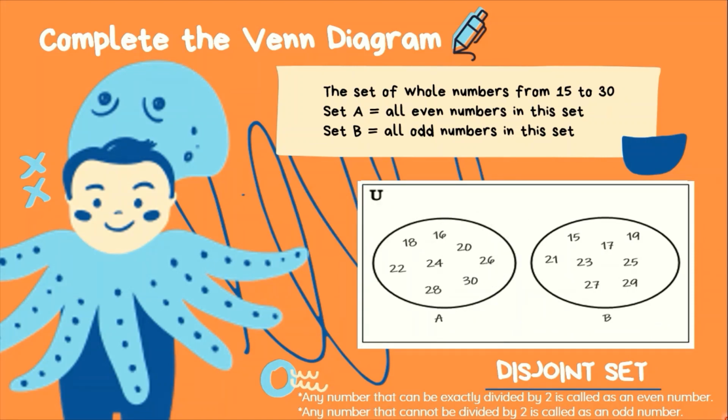So aside from this one, we can also represent a disjoint set just like this. So sa isang universal set, merong dalawang bilog. Since hindi naman kailangan na nag-overlap yung kanilang circle dahil wala silang common element, pwede natin silang i-separate. At nandun yung mga elements sa loob nila.